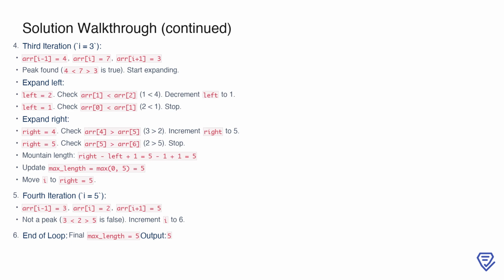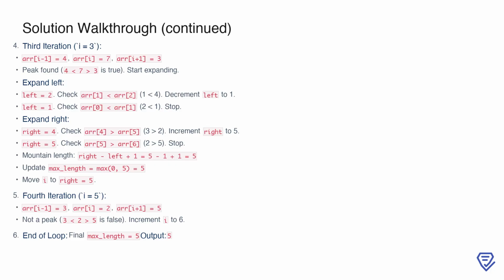First, we expand to the left starting from left equals 2. We check if arr[1] < arr[2], 1 less than 4, which is true, so we decrement left to 1. Then, we check arr[0] < arr[1], 2 less than 1, which is false, so we stop expanding left. Next, we expand to the right starting from right equals 4. We check if arr[4] > arr[5], 3 greater than 2, which is true, so we increment right to 5. Then, we check arr[5] > arr[6], 2 greater than 5, which is false, so we stop expanding right.